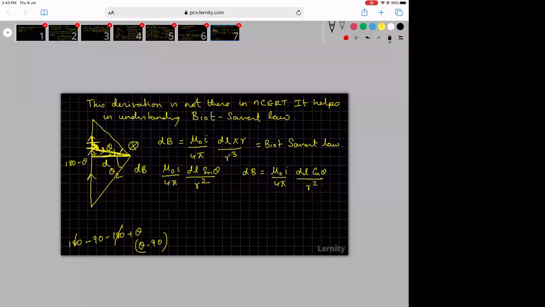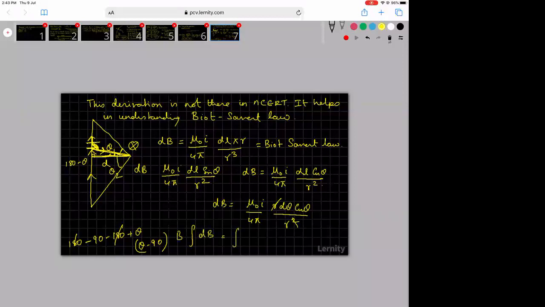Yeah. So if you understand this, then I'm okay with it. Now dl can be written as r d theta. So dB will become equal to mu naught I by 4 pi. Instead of dl, I'm writing r d theta cos theta by r squared. One r here gets cancelled. So from here, if I integrate this, I will get the value for B.